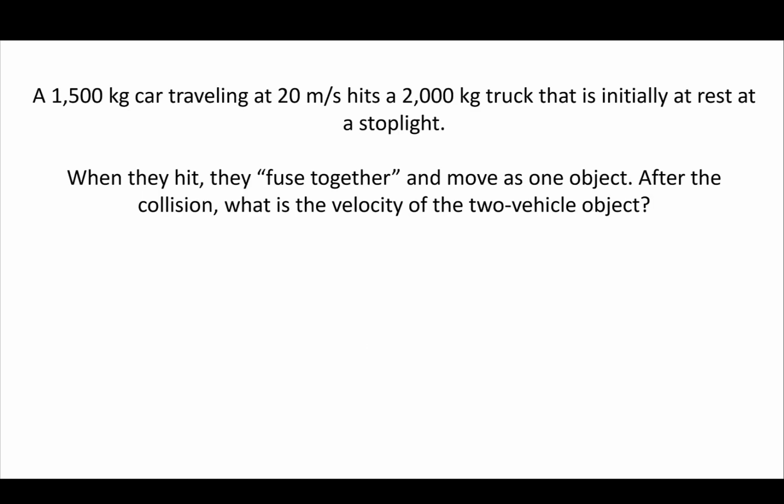Example number 2. We have 2 cars. A 1,500 kilogram car traveling at 20 meters per second hits a 2,000 kilogram truck that is initially at rest at a stoplight. This one adds a little wrinkle. When they hit, they fuse together and move as one object. So after the collision, what is the velocity of this 2-vehicle fused object? Like they hit and they just melt into each other.